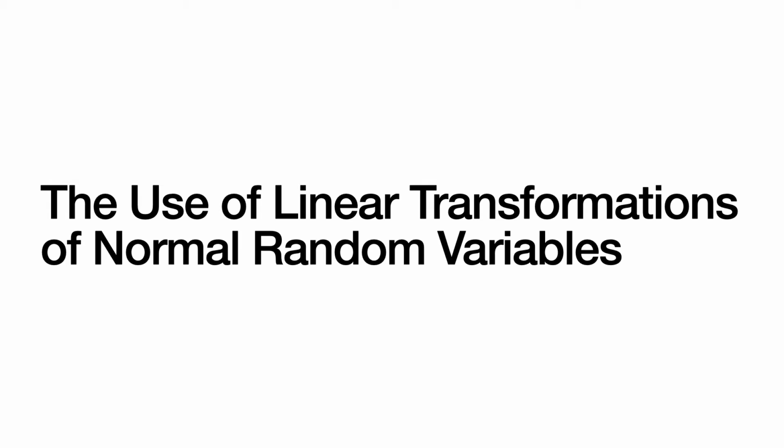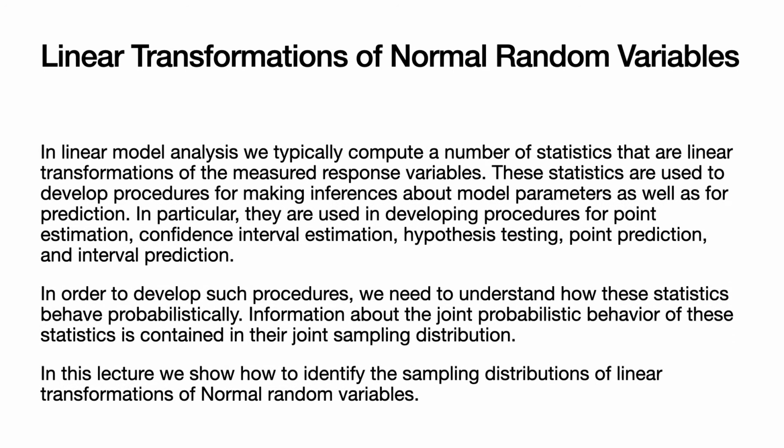So let's first look at the use of linear transformations of normal random variables in the context of statistical inference. In linear model analysis, we typically compute a number of statistics that are linear transformations of the measured response variables. These statistics are used to develop procedures for making inferences about model parameters as well as for prediction. In particular, they're used in developing procedures for point estimation, confidence interval estimation, hypothesis testing, point prediction, and interval prediction.